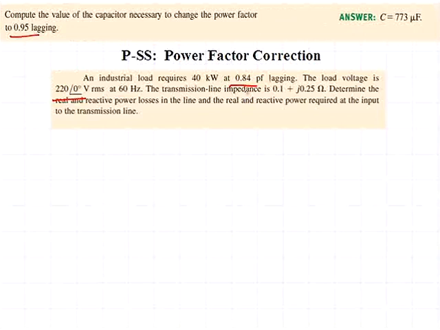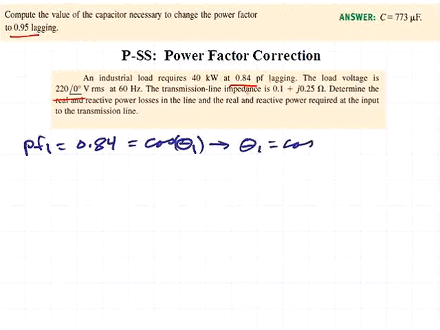Since the real power in the problem will remain constant, we'll want to calculate the reactive or quadrature power for the original situation in the circuit, and then what will happen when we place the capacitor in parallel with the load. The original power factor, which we'll call PF1, is equal to 0.84, and that's the cosine of theta 1. And therefore we'll obtain that theta 1 is equal to the inverse cosine of 0.84, and that's equal to 32.86 degrees.